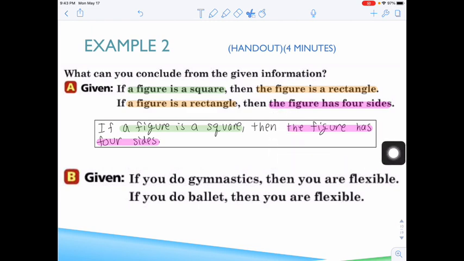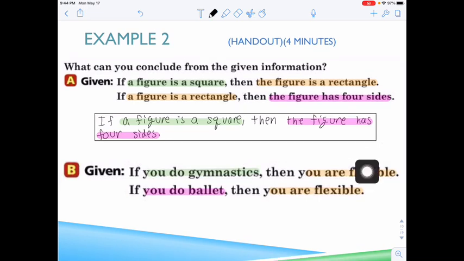For part B, it says given, if you do gymnastics, then you are flexible. If you do ballet, then you are flexible. Our first hypothesis is that you do gymnastics. The conclusion is that you are flexible. The second hypothesis is that you do ballet, and the conclusion is that you are flexible.